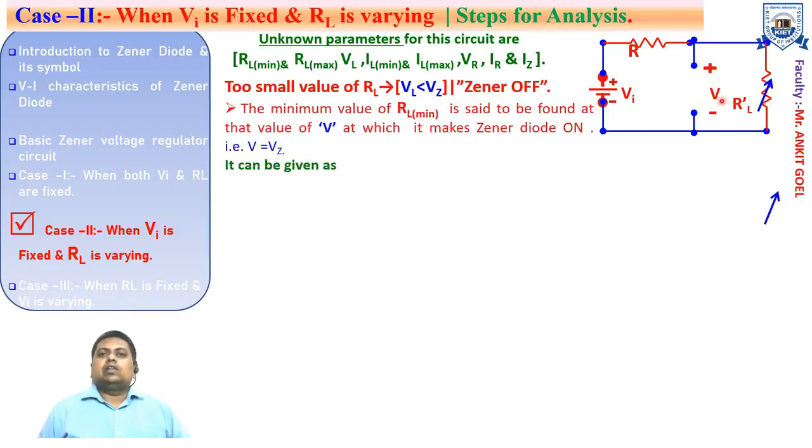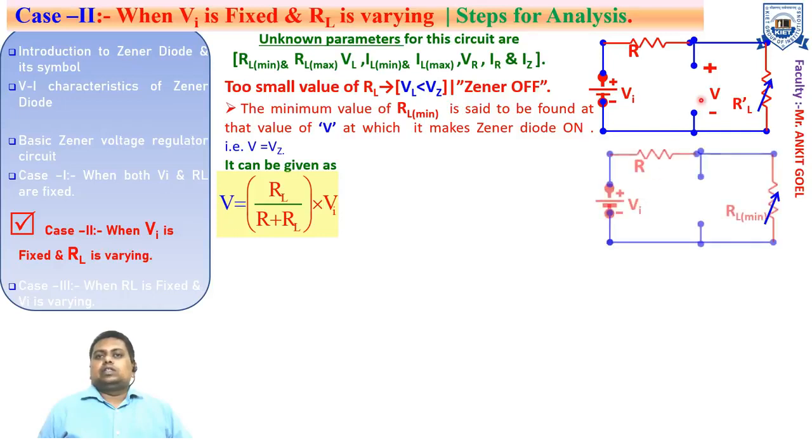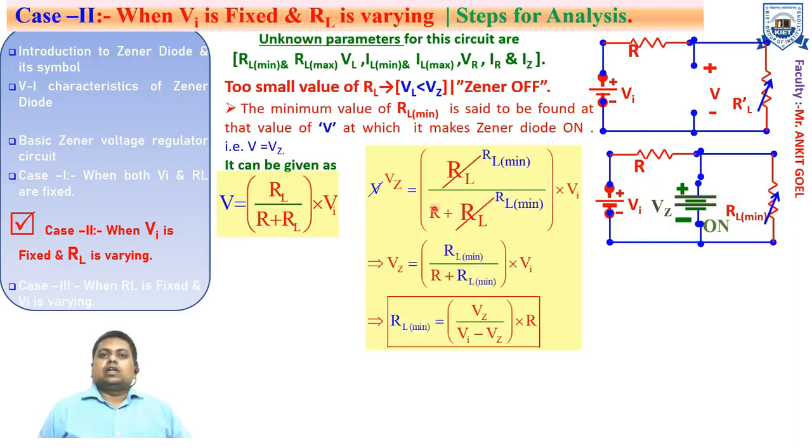So to find the minimum value of RL, just remove the Zener diode from the circuit and find the value of V using the voltage division rule as in the previous case, as V is equal to RL upon R plus RL into VI. So RL minimum can be calculated as that value for which this V becomes VZ. That is, RL minimum is that value of the load resistance for which the voltage across the Zener diode becomes the Zener voltage.